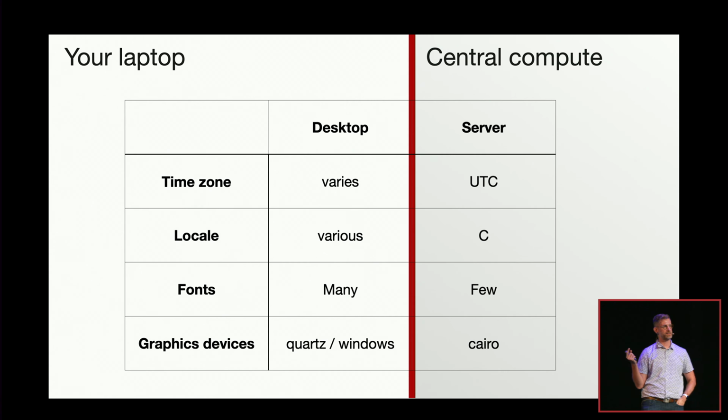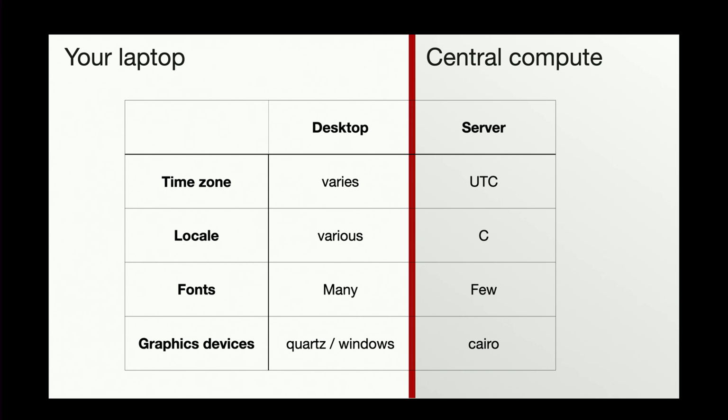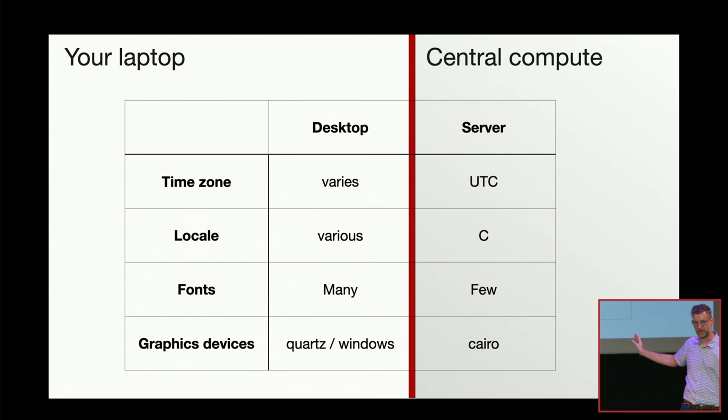There are also differences because your computer is a desktop and the central computer is a server. A desktop is set up for you. It's set up to use your time zone. It's set up to use your language of preference. It has all of the fonts you've installed, and it has graphics devices that lots of people use and a lot of care has been put into. When you move to a server, it's probably defaulting to the UTC time zone, which is basically the same as Greenwich Mean Time. It's probably using a C locale, so it just sorts things in ASCII order. It probably doesn't have many fonts installed, and it probably has poor graphics devices.